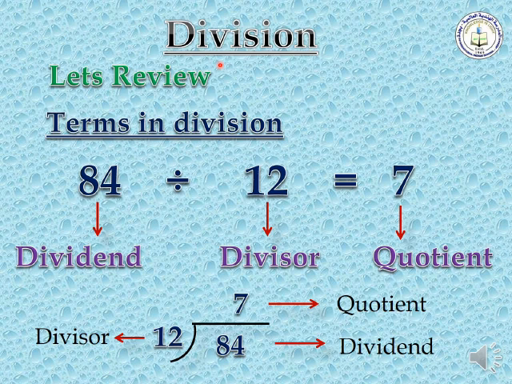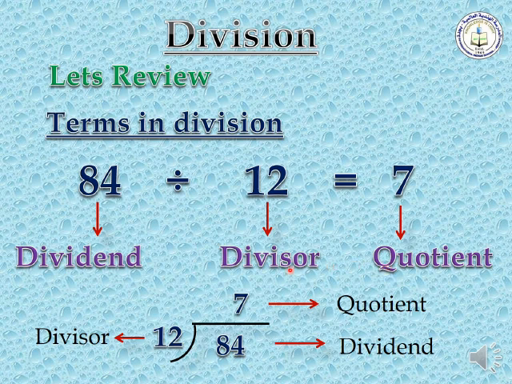Then we can recall the terms of division. Okay? 84 divided by 12 is equal to 7. What is 84? 84 is the dividend. Then 12 is the divisor and 7 is the quotient.